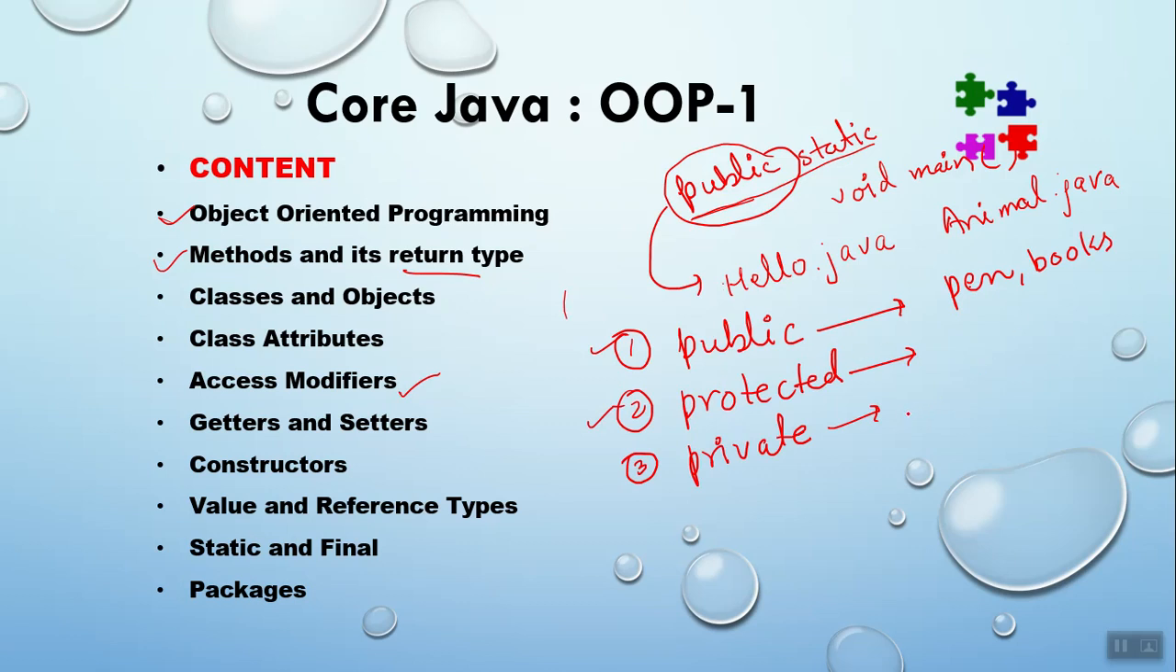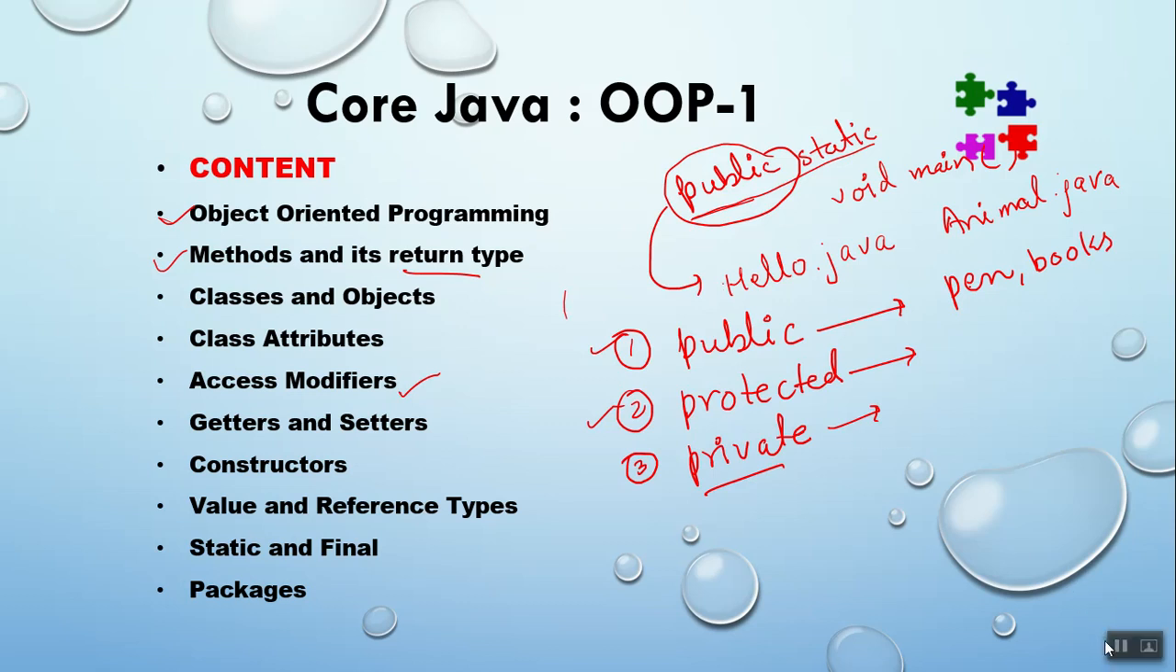Generally attributes are defined private, and I'll be telling you how to define these things. In this video we will particularly look at public, protected, and private, in detail with examples. So just keep watching, start your IDE and start doing the things.